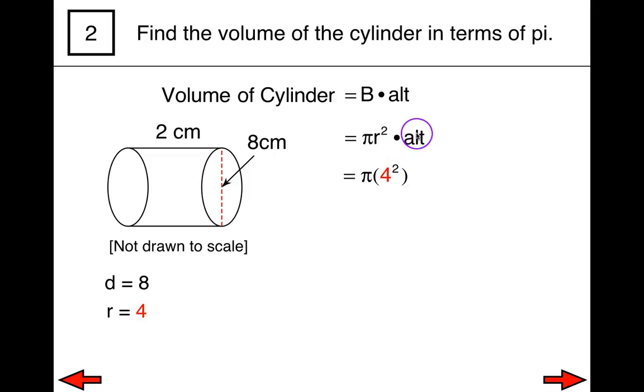Now we need to multiply by the altitude. Well, I know this looks a little bit deceiving, but the altitude is not 8. The altitude is actually 2. This is the length of the cylinder. So I would write times 2.